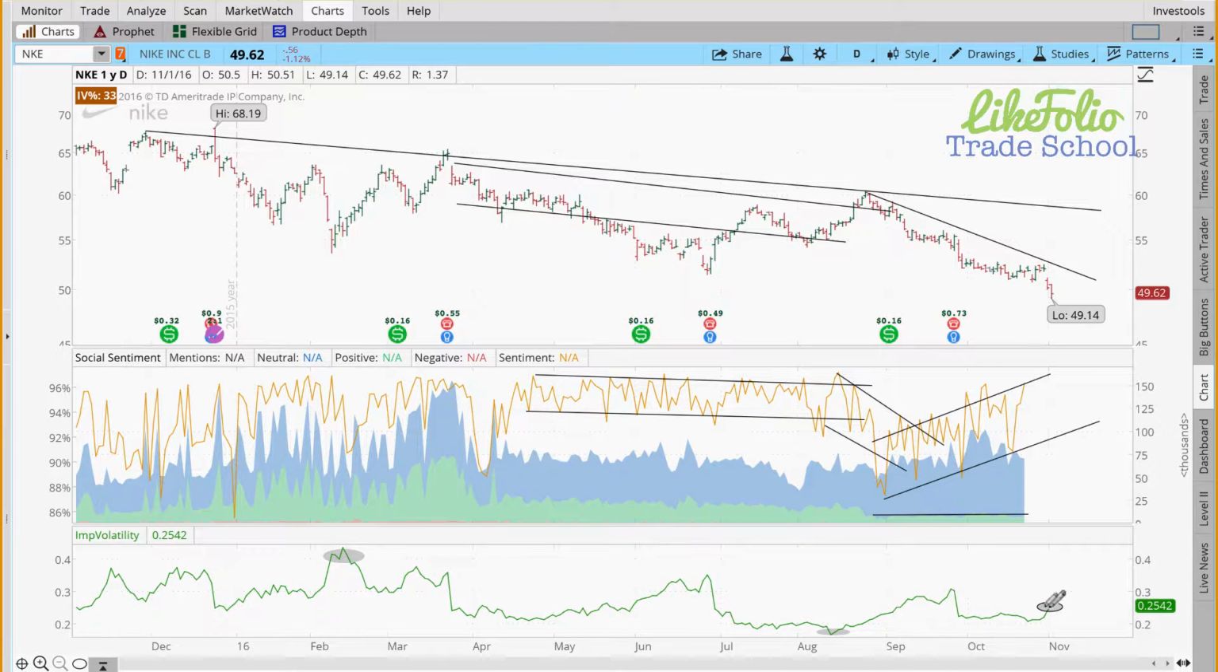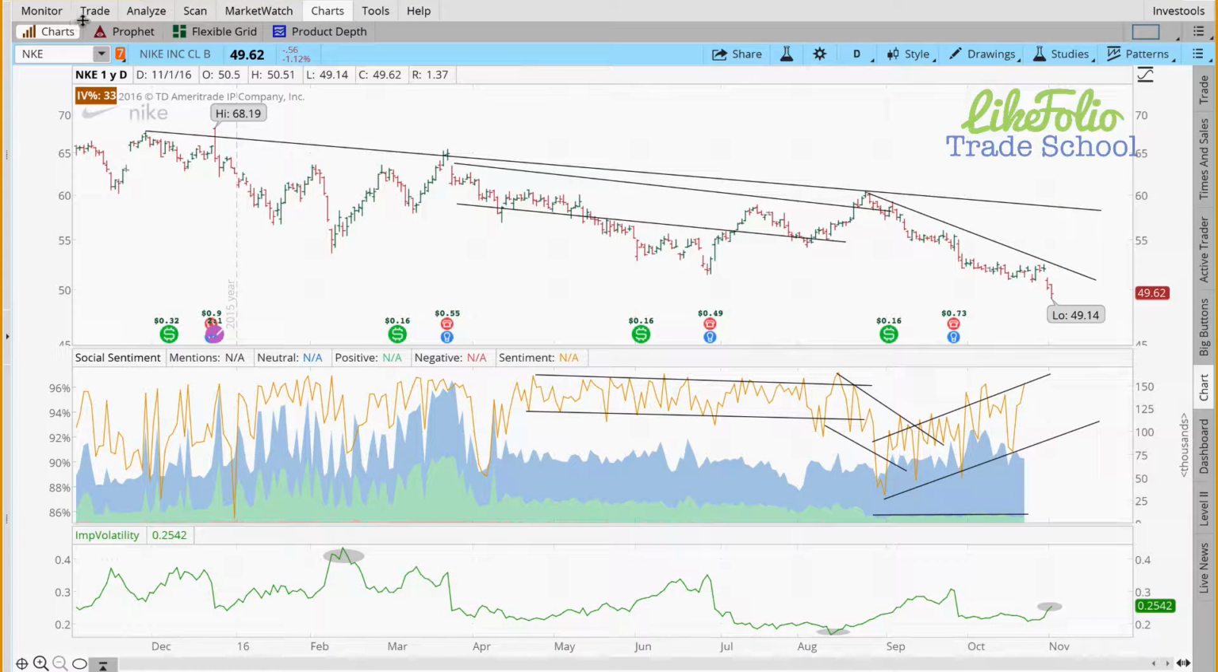buying premium in Nike. And then we have the social sentiment area indicating a positive trend in sentiment, which could push shares of Nike a bit higher, or at least provide some price support, give it a little boost to the upside, which would give our calls a little increase in value. And we get a nice little bonus if that implied volatility happens to trickle higher.